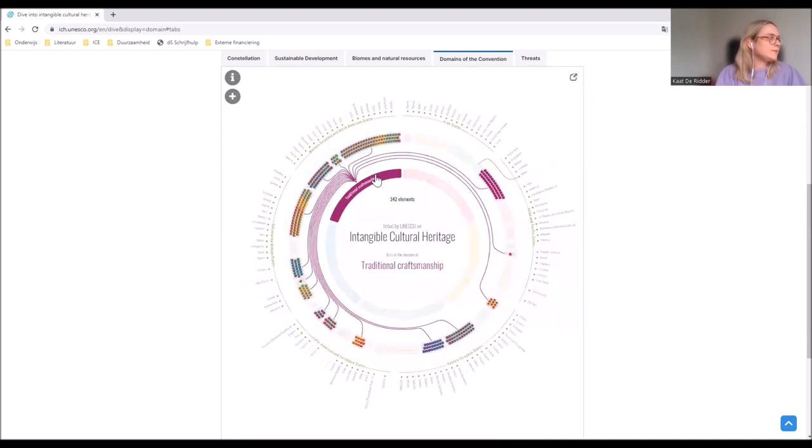And the last domain is the one of traditional craftsmanship with 342 elements subscribed. So traditional craftsmanship can, of course, have many expressions such as clothing, such as jewelry, costumes, tools, rather decorative arts such as lace, household utensils, music instruments, and so on. So this domain of intangible cultural heritage has a very tangible outcome, the crafts, of course, but the intangible cultural heritage focus is mainly concerned with those skills and that knowledge that is necessary and involved in craftsmanship rather than the craft products itself.